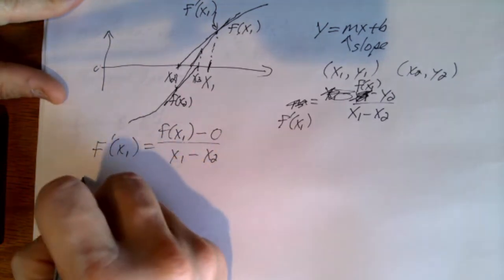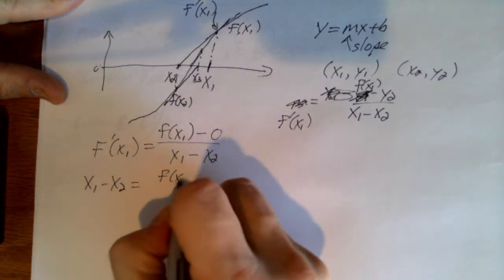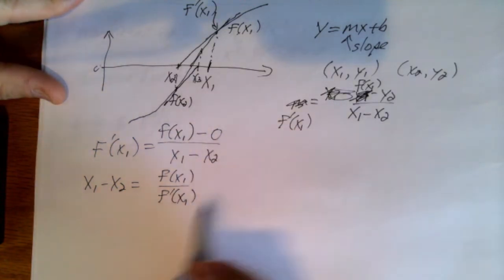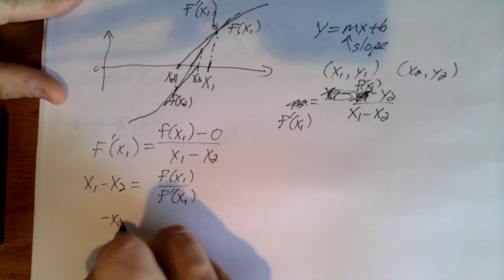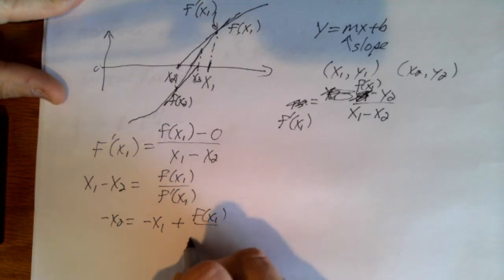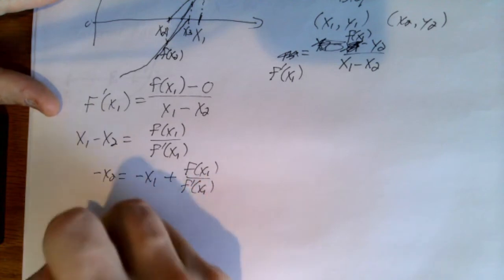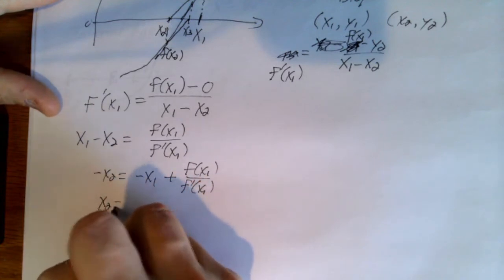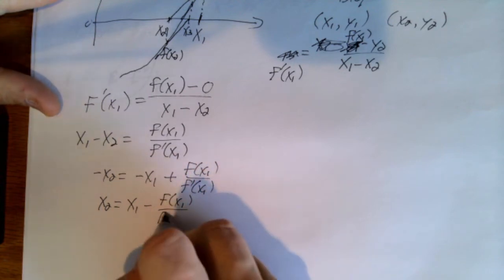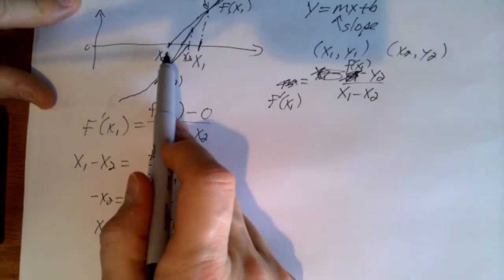So now if we rearrange this, x1 minus x2 is equal to f of x1 divided by f prime of x1, right? Because I was just subtracting 0 right here. Now I have minus x2 is equal to minus x1 plus f of x1 divided by f prime of x1. And now I multiply through by negative 1, and I get x2 is equal to x1 minus f of x1 divided by f prime of x1. That's how I would find x2 here.